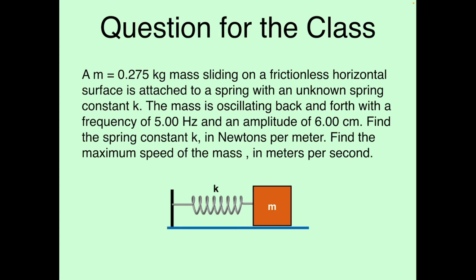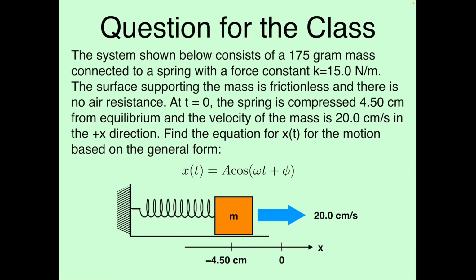We have a number of problems here at the end of the lecture, but let's try this one out. The system shown below consists of a 175 gram mass connected to a spring with the force constant k equal to 15.0 newtons per meter. The surface that supports the mass is frictionless and there is no air resistance. At t equals 0, the spring is compressed by a distance 4.50 centimeters from equilibrium, and the velocity of the mass is 20.0 centimeters per second in the positive x direction.